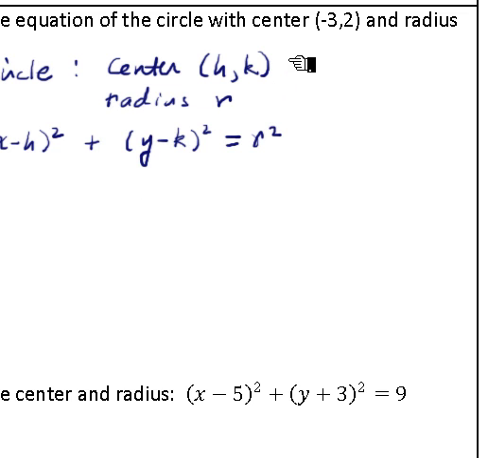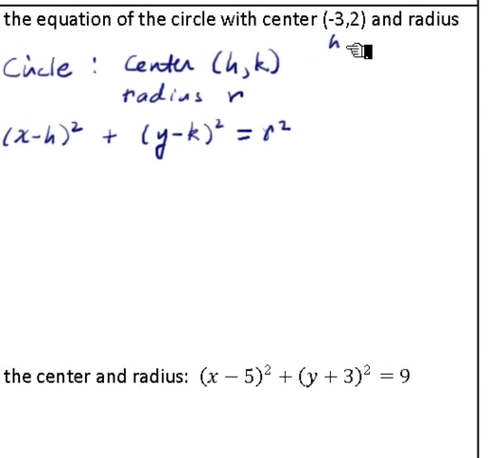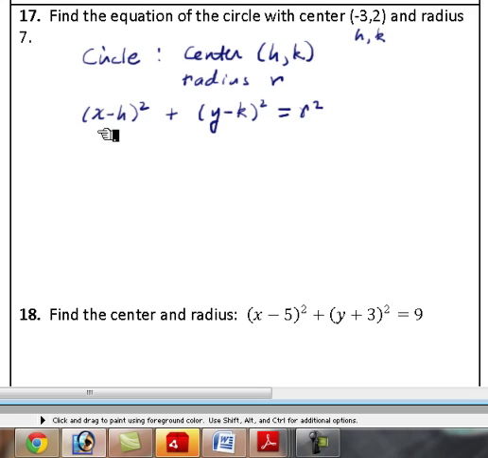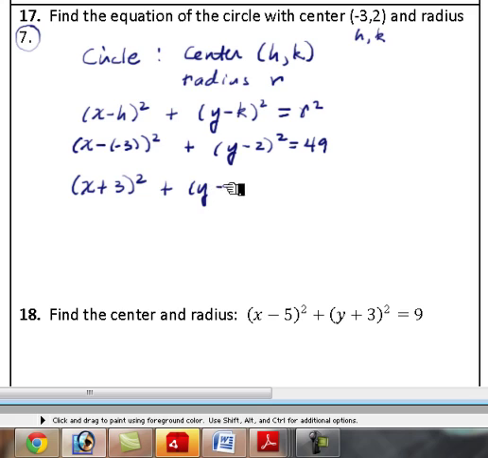All right, so here we have h and k. So we have x minus minus 3 squared plus y minus 2 squared is equal to, the radius is 7, equal to 7 squared, or 49. All right, minus minus 3, that's plus 3, so this would be written x plus 3 squared plus y minus 2 squared is equal to 49.